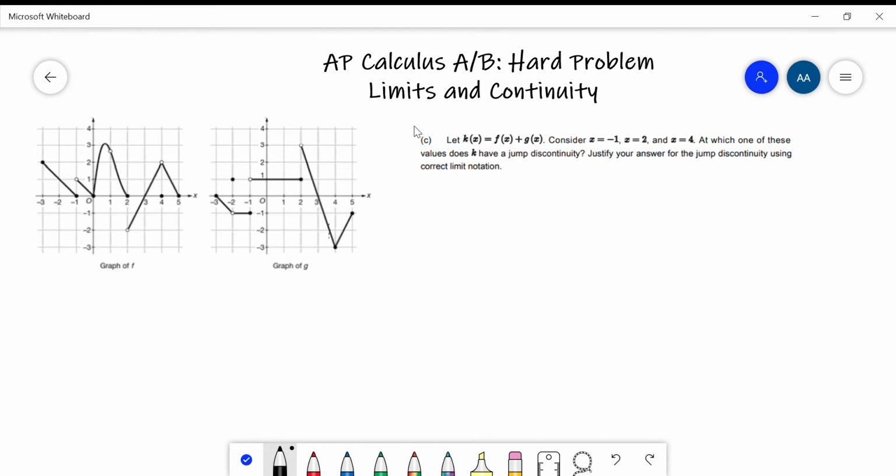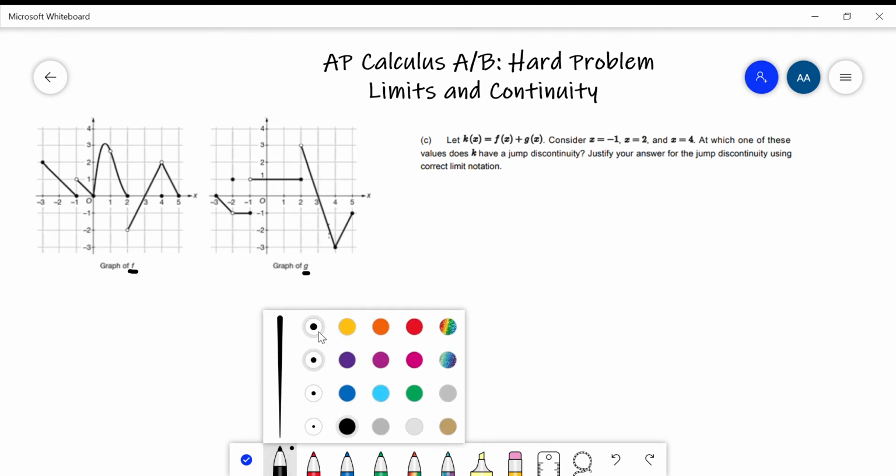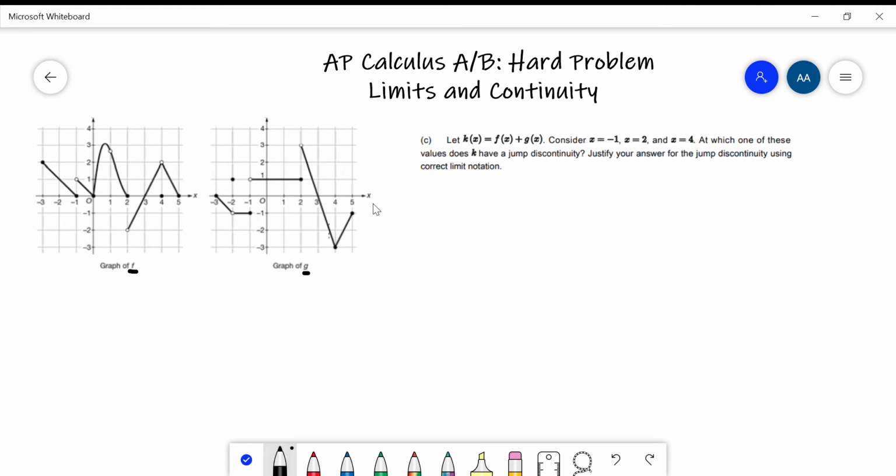I think this was part of an FRQ. It says part C right here, so we are going to see what it's all about. We have, let k of x equal f of x plus g of x, and we've got a graph of f right here and a graph of g. Oh goodness, this ink is quite large. Okay, k of x is equal to f of x plus g of x.